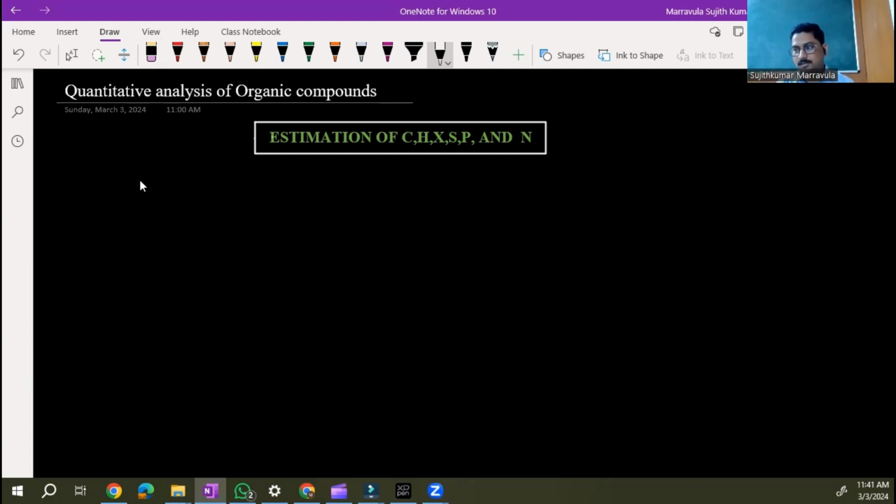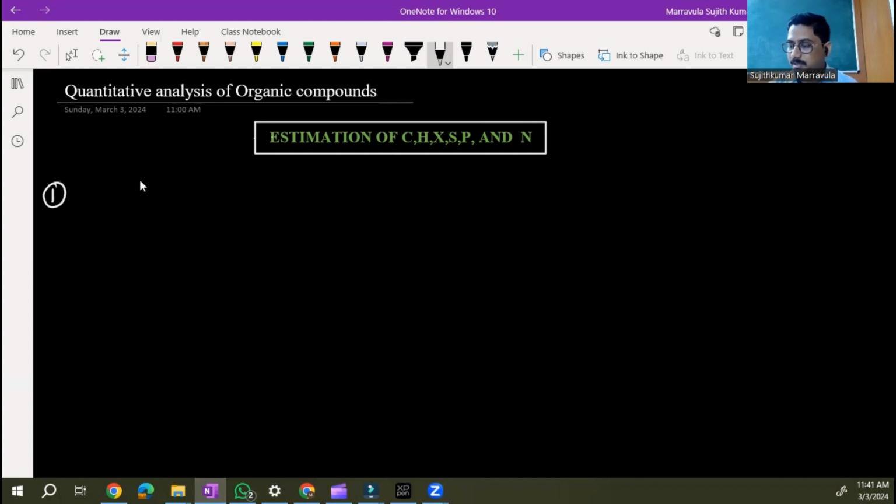Today we are going to discuss estimation of carbon, hydrogen, nitrogen, sulfur, phosphorus, and halogens. This is the quantitative analysis of organic compounds. So what are the estimations? Actually, there are three types of methods.